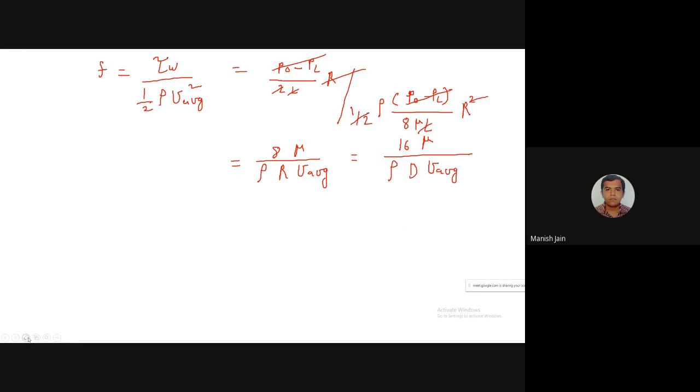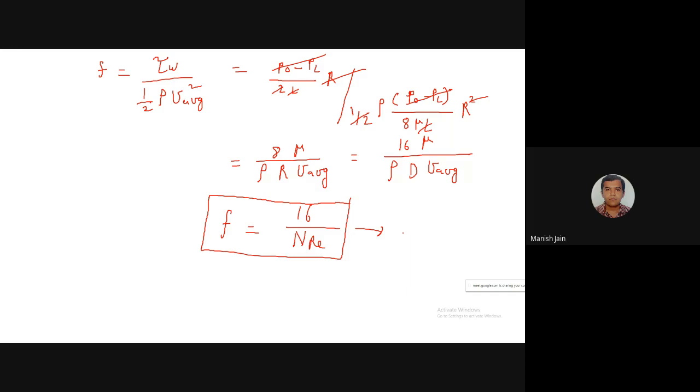Now this is 16 mu by rho dv. So rho dv by mu is equal to the Reynolds number. So the friction factor is equal to 16 divided by NRE, 16 divided by the Reynolds number. Okay. So this is the basic formula of the friction factor when you have laminar flow.